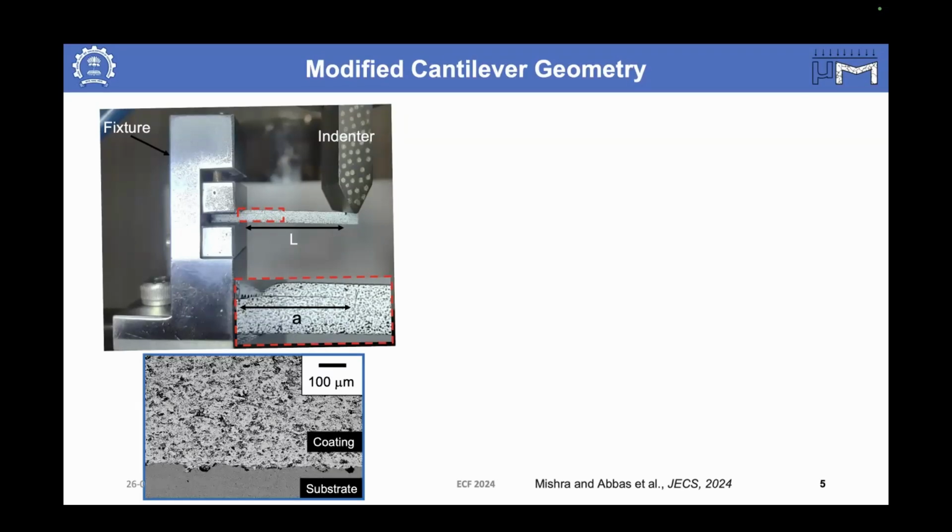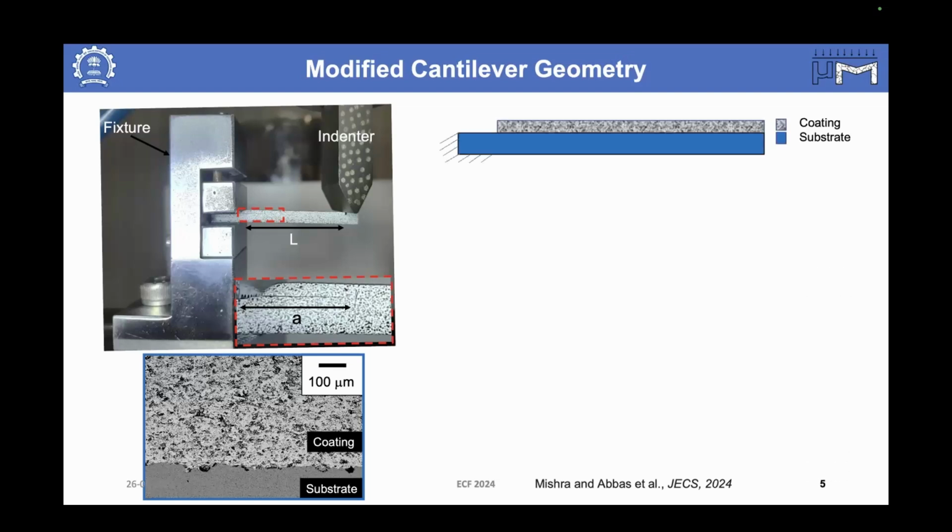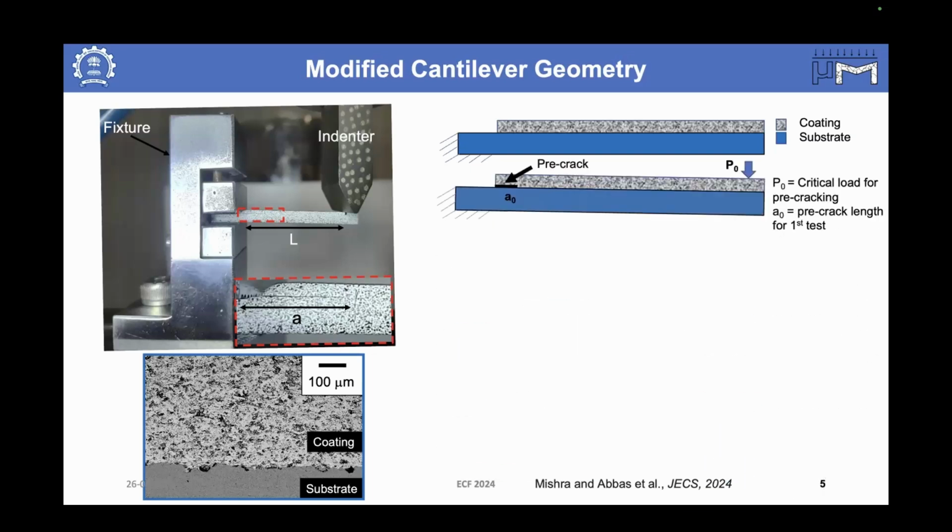The typical microstructure SEM image of the sample is like this. This is the YSZ coating, and this one is the substrate. For the experiment, the topmost part is the coating, and the bottom one is the substrate. First, to generate a pre-crack, I have to load this specimen, and the pre-crack will be generated on its own after reaching a certain critical load. Then the load is removed, and the sample can be tested for the first test.